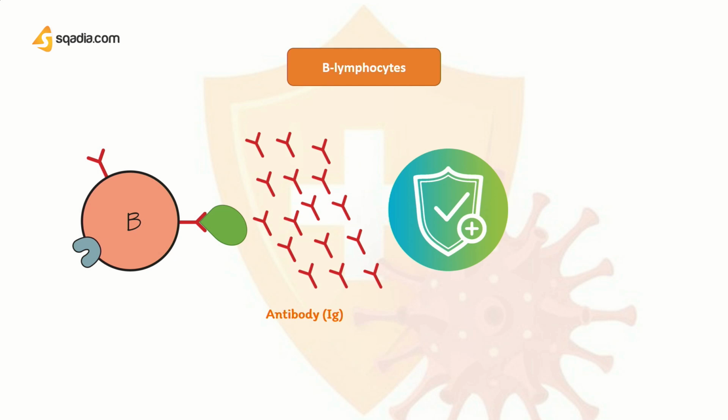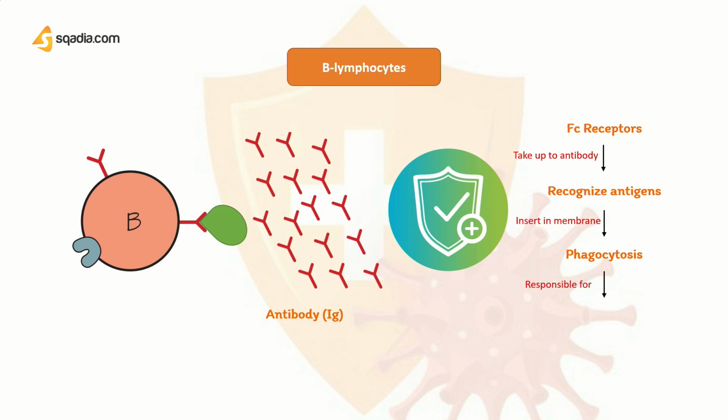Some cells possess Fc receptors that allow them to take up the antibody, insert it in their membranes, and thus become able to recognize a wide range of antigens. This can basically greatly improve the phagocytosis, but can also be responsible for a lot of allergies.